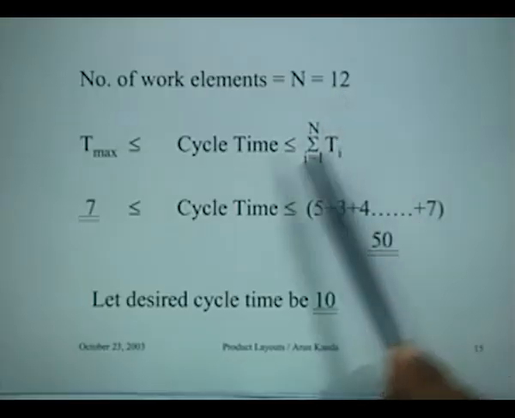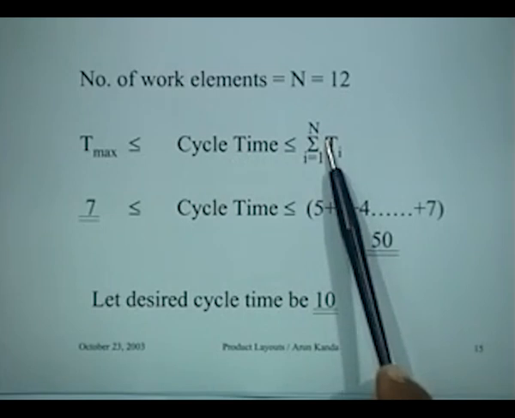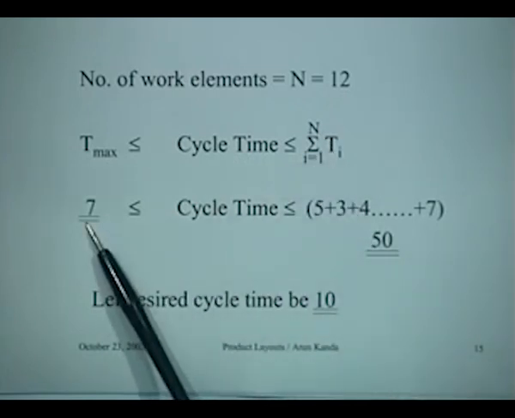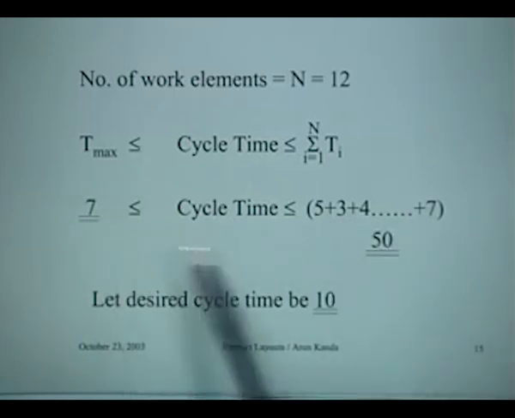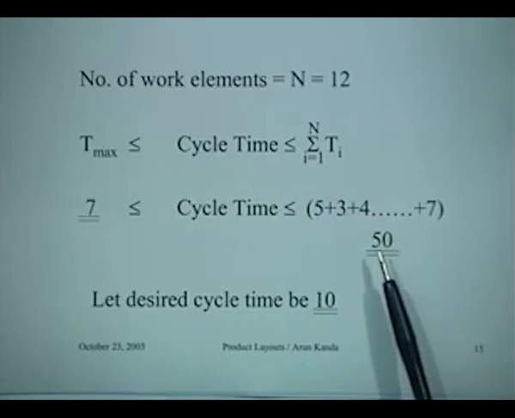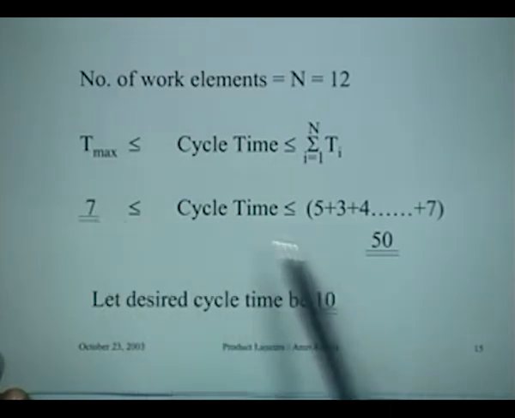So in this particular example, the number of work elements is 12. The cycle time will lie between T max and the summation of Ti, i equal to 1 to n. So 7 is the bottleneck operation, the operation which takes the longest time, and the cycle time will therefore lie between 7 and 50. So this is important to find out. Now you talk about a desired cycle time. Let's say that the desired cycle time must be somewhere between these two limits.